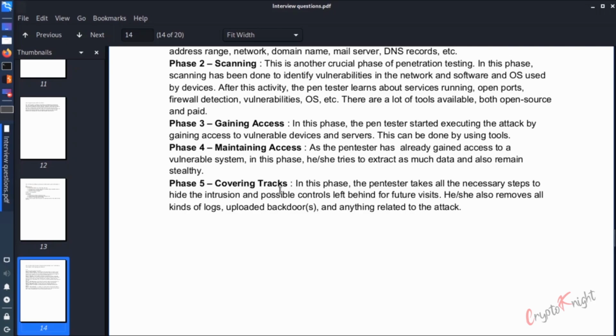It basically means that whatever mess you did in the system, you need to clean that up. So in this phase, the pen tester takes all the necessary steps to hide the intrusion and possible controls left behind for future visits. He shall also remove all kinds of logs, uploaded backdoors, and anything related to the attack. So we have to hide all the evidences that we were once here in the system. So yeah, these are the 5 phases.